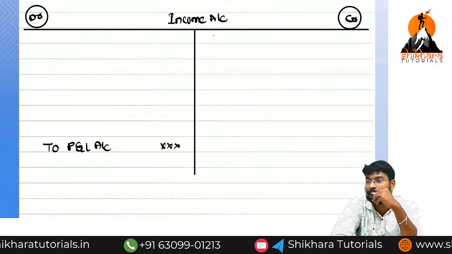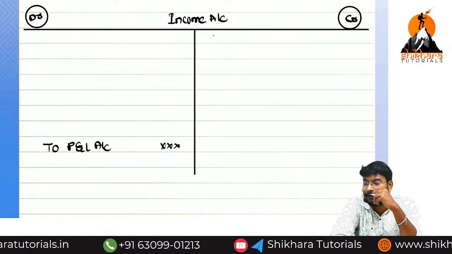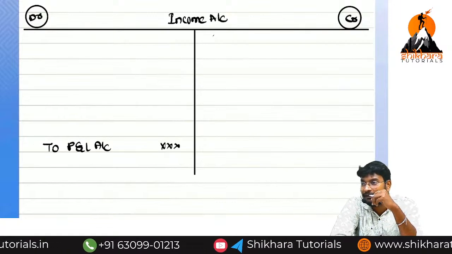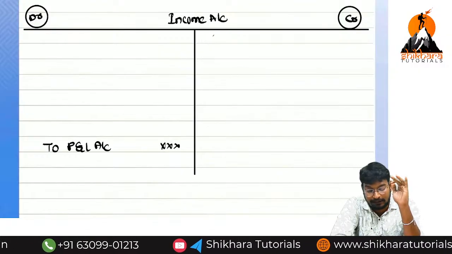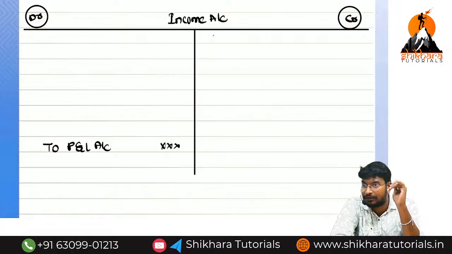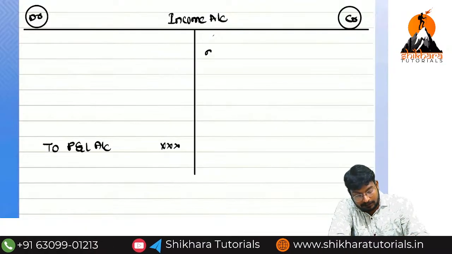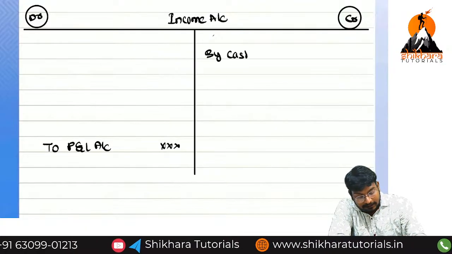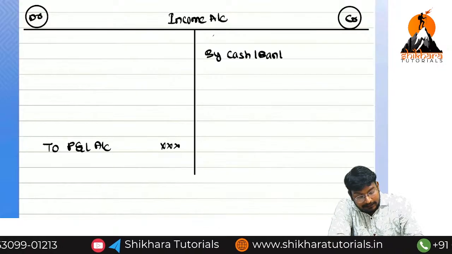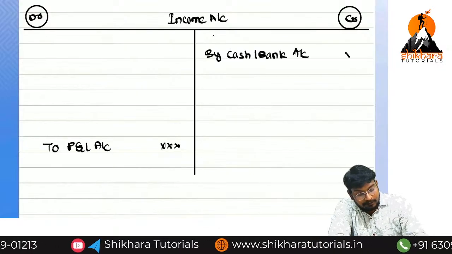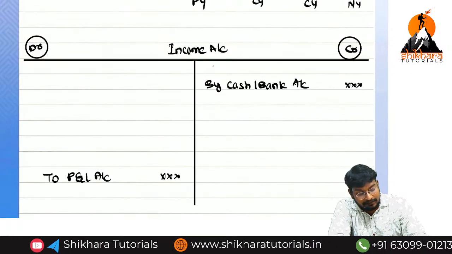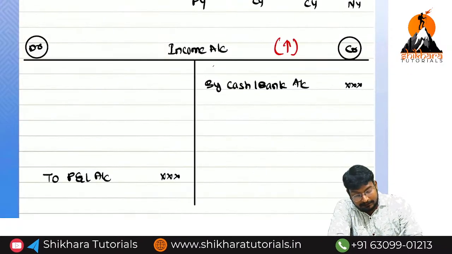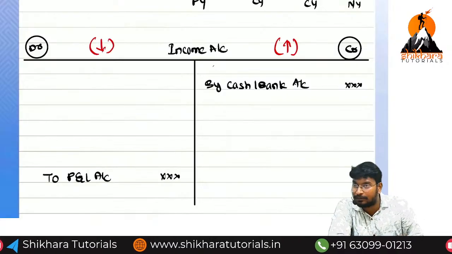Next. Income received. What is the entry for the income received? Cash or bank account debited to income account. Income account. Okay. Which side we need to record? By cash or bank account. Okay. Here this is a credit balance. So if it increases, it is credit side; if it decreases, it is debit side. Yes or no? Yes. Next.